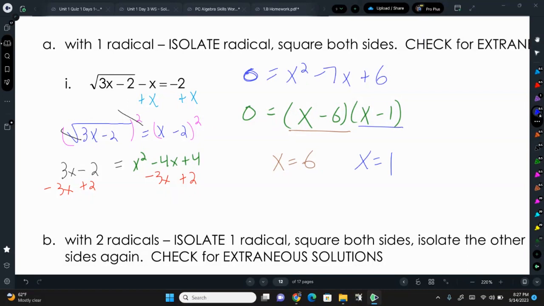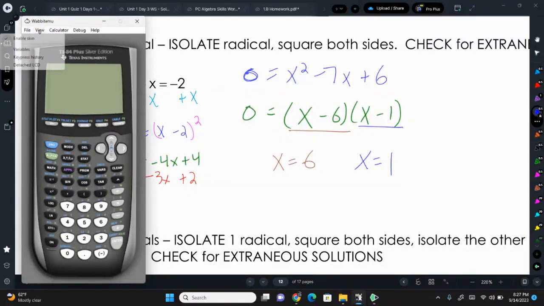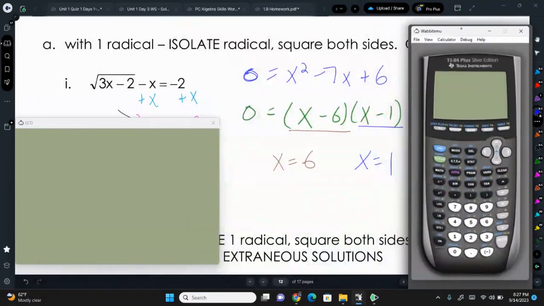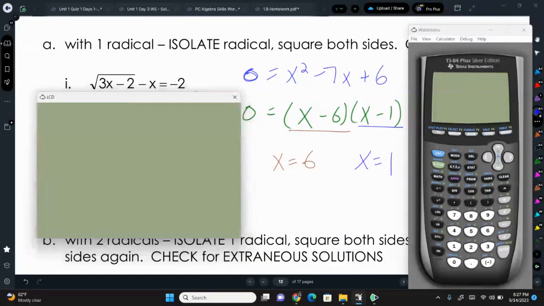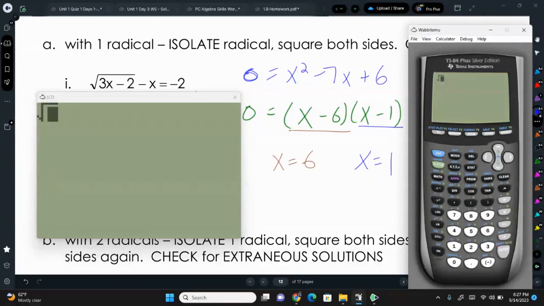So we need to now check our solutions. So in the calculator, we're going to check both solutions, and we need to check them in the original right here. All right, so square root, second square is 3 times x, so 3 times 6 minus 2, and then outside the square root minus x again, so minus 6, and we want this to equal negative 2. Okay, it does for that one.